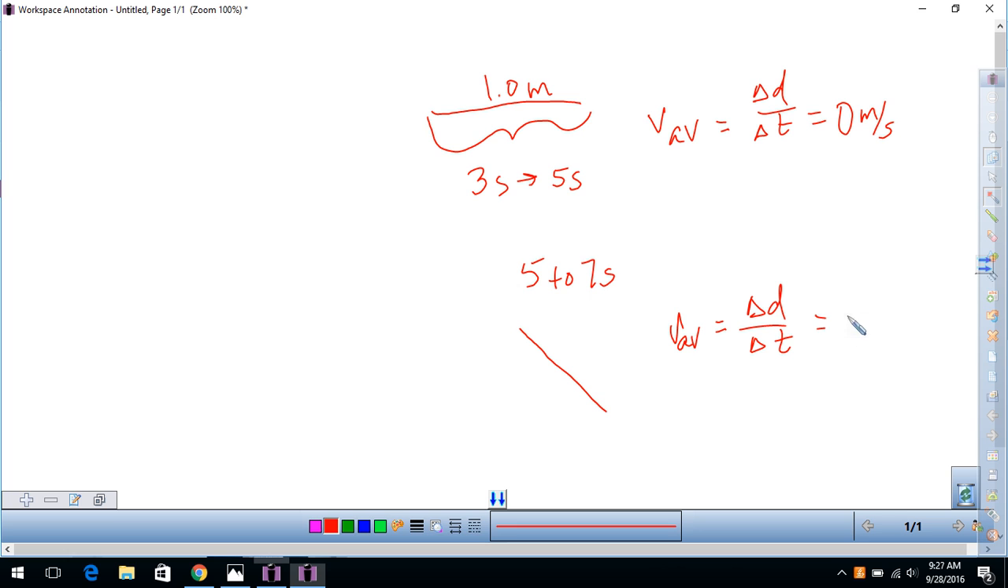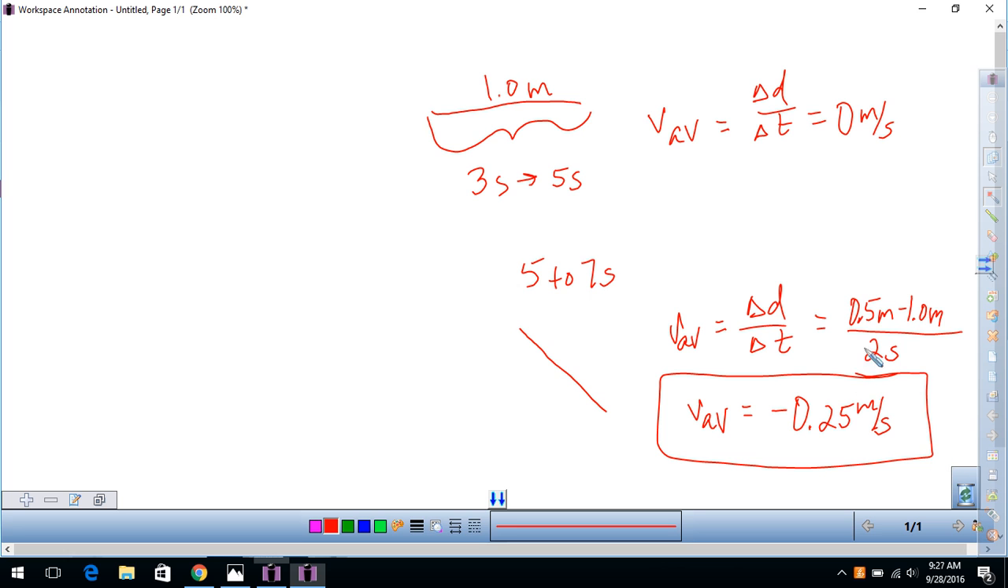So I'll take the final position, which looks like it is 0.5 meters, minus the initial position, which is 1.0 meters, and that's the position that it had at 5 seconds. That's position at 7 seconds, and it lasted for 2 seconds, so it's going to be an average speed of negative. Well, when I subtract that from that, I get 0.5. 0.5 divided by 2 is 0.25, so it's negative 0.25 meters per second.